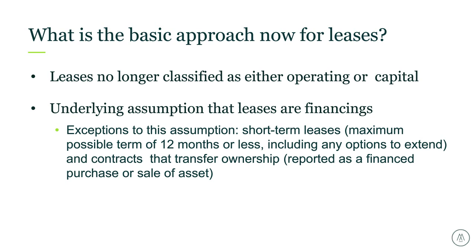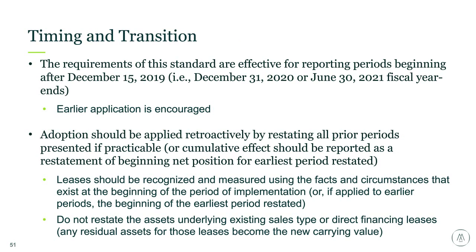And as of right now, the timing of this is that for your December year end, you would be implementing the standard in your 2020 year. And if you have a September 30th fiscal year end, you would be implementing this in 2021. And there are some retroactive reporting requirements to prior periods, so just keep that in mind.